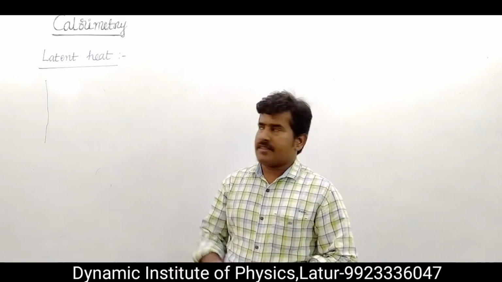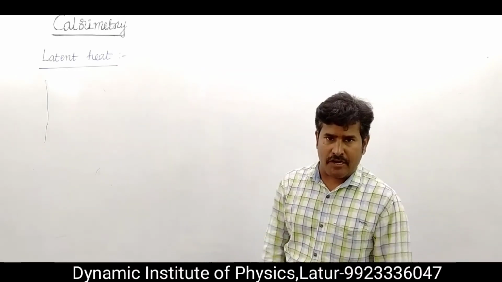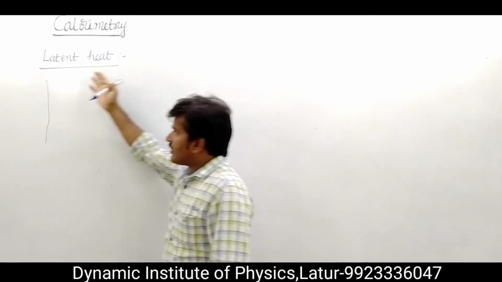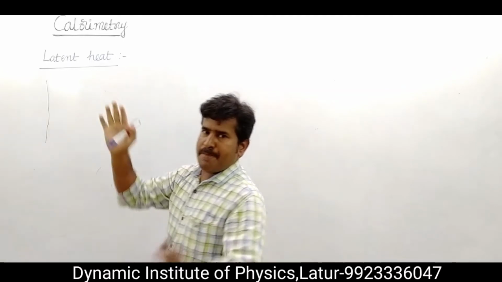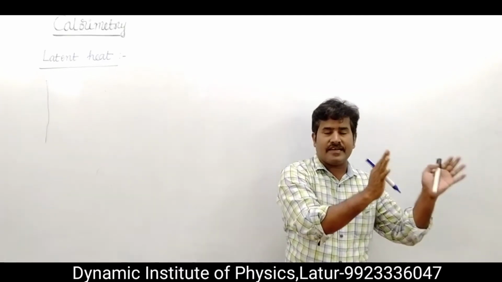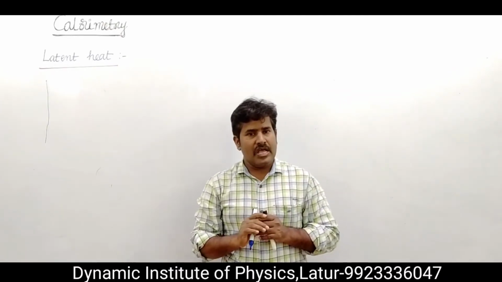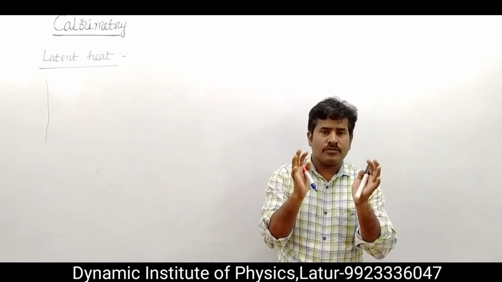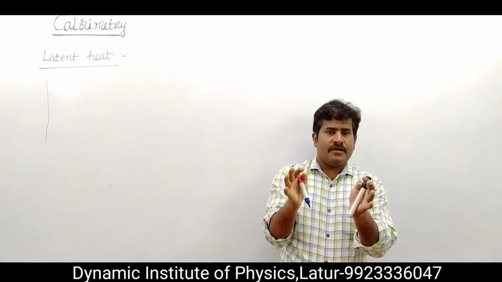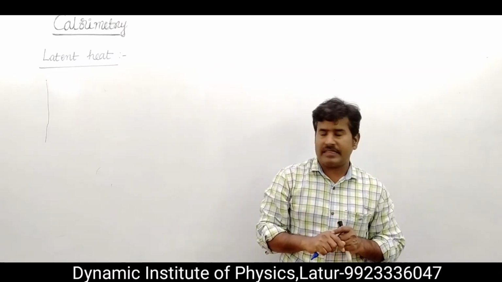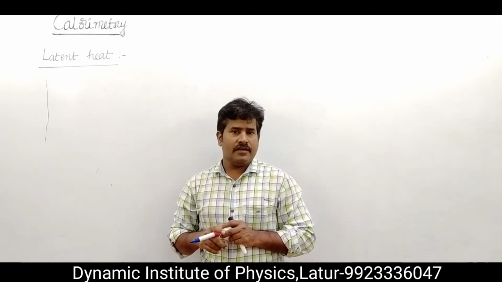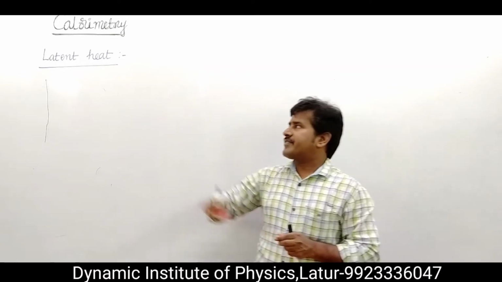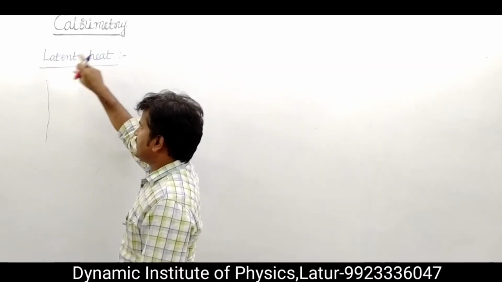Hi, in this lecture we will continue the concept of calorimetry, the concept of latent heat. Specific heat and latent heat are the two parts of heat. Specific heat is the amount of heat required to increase the temperature per unit mass of a substance. And latent heat is the amount of heat required to convert the state per unit mass of a substance.